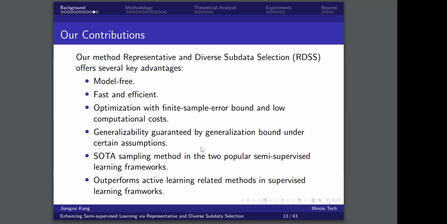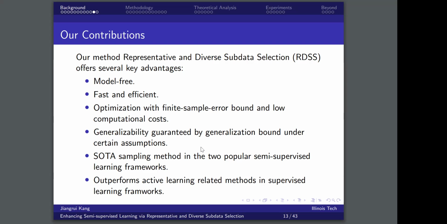So this is our contribution. We are designing a process for selecting data from an unlabeled pool to label. And it's model free, fast and efficient. It's an optimization with finite sample error bound and low computational cost, which is also efficient. And its generalizability is guaranteed by a generalization bound under certain assumptions, which is actually the reproducing kernel Hilbert space assumption. It's very mild in the field of kernel embedding. And it's a SOTA sampling method in two popular semi-supervised learning frameworks, which are FlexMatch and FreeMatch. And it outperforms active learning related methods in supervised learning frameworks.